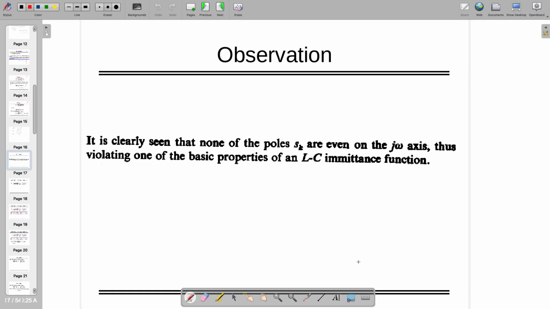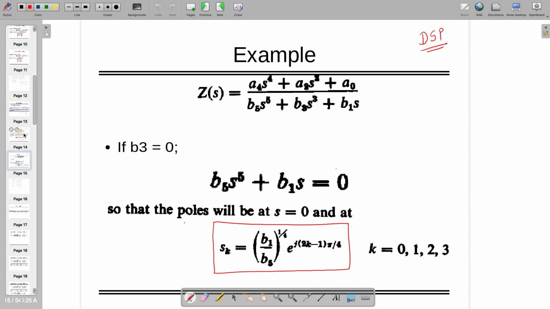So it is clearly seen that the roots Sk are even on the geometric axis, thus violating one of the basic properties of an LC immittance function. Can you comment on the roots of Sk, what values you are going to get, positive, negative? So 1, minus 1, something like that. Is there any j and minus j?